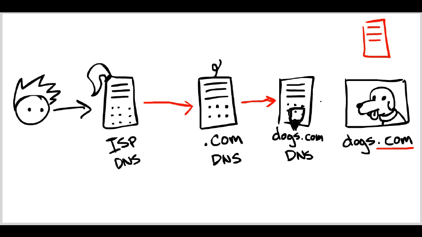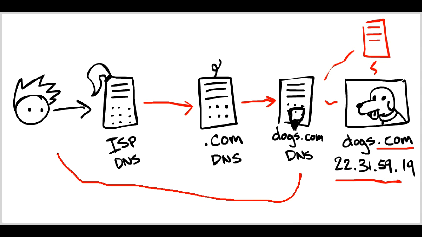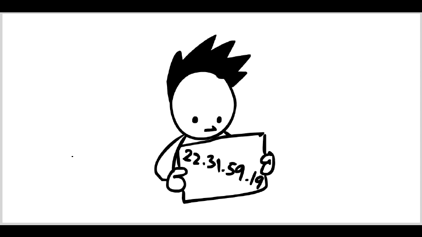Now, the dogs.com DNS server is directly tied to the physical machine here that services dogs.com. And they know that IP address because they provide the DNS services. So they'll grab this IP address right here, and they'll send that back. Now, you have this IP address. What do you do next? It's just a bunch of numbers.